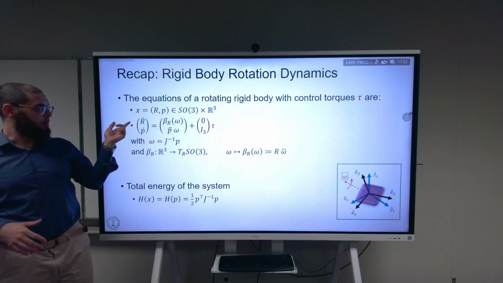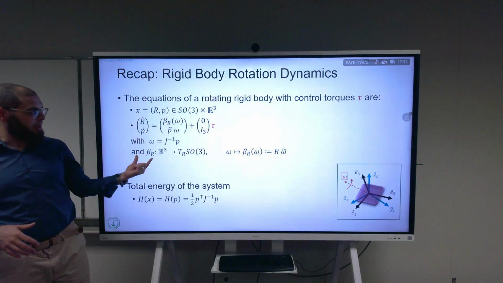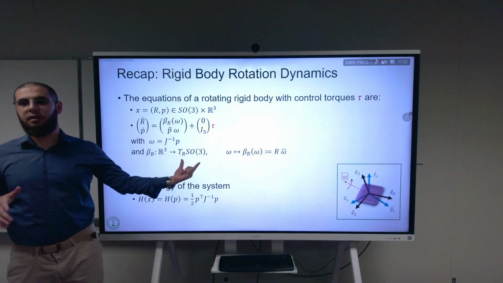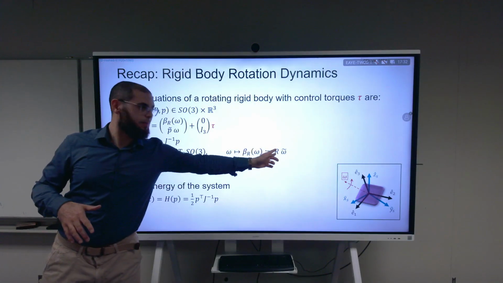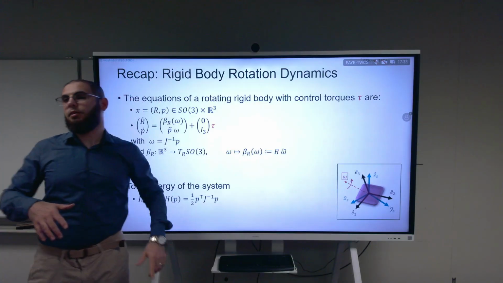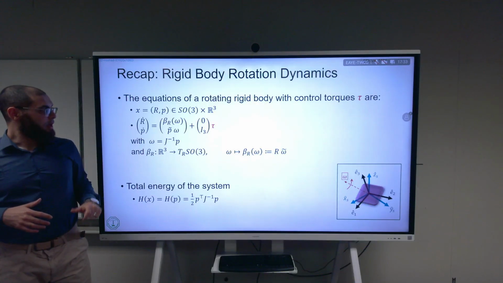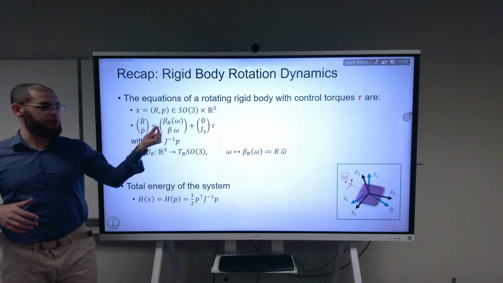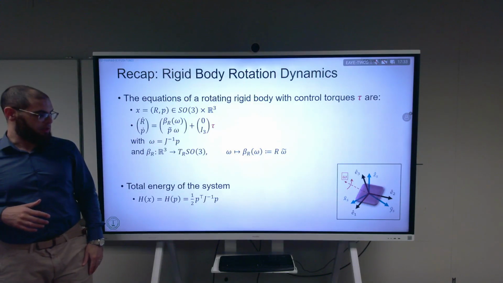The first one is simply R dot is equal to beta R as a function of omega. We said that beta R is the function that eats the omega as 3 numbers and gives you R dot. So beta R is simply the equation that you all know: multiplication on the left with R, multiplied by the skew symmetric form of the omega. And the second equation is simply conservation of momentum. The rate of change of momentum is equal to the gyroscopic torques and the control torques that we want to design a controller for.